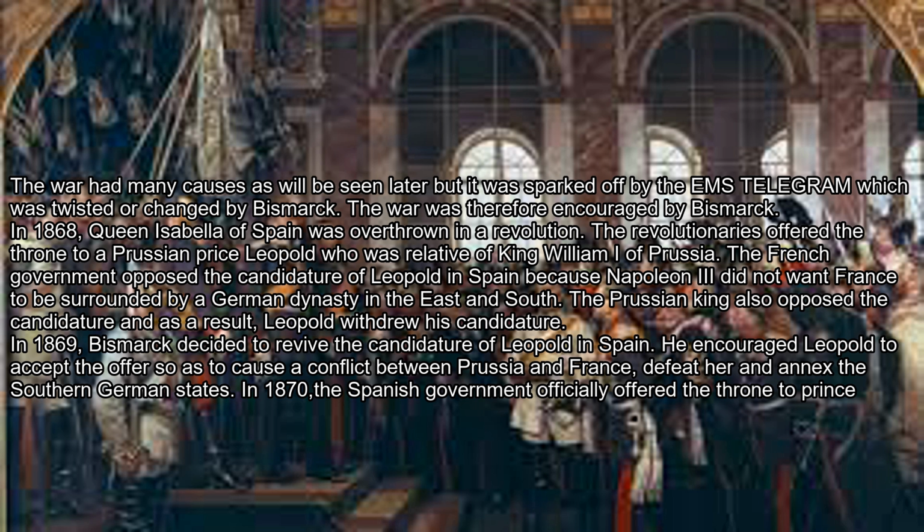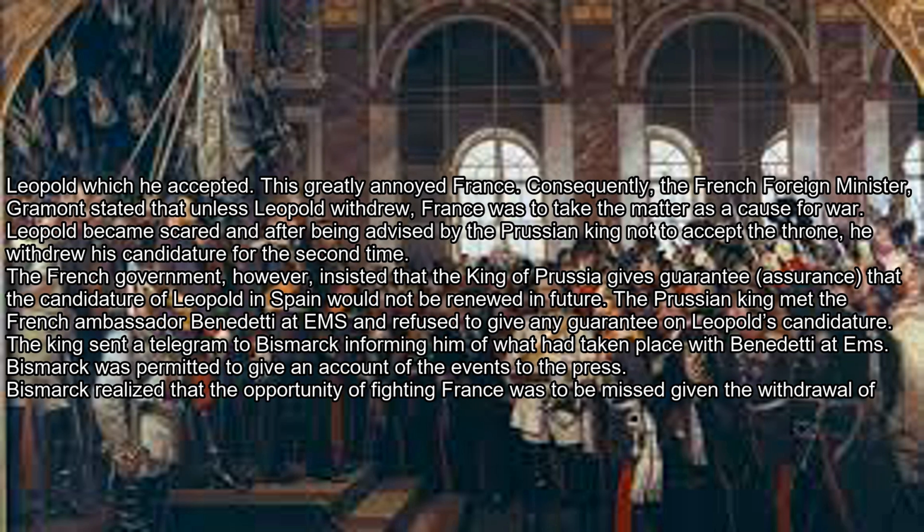In 1869, Bismarck decided to revive the candidature of Leopold in Spain. He encouraged Leopold to accept the offer so as to cause a conflict between Prussia and France, defeat her and annex the southern German states. In 1870, the Spanish government officially offered the throne to Prince Leopold, which he accepted. This greatly annoyed France. Consequently, the French foreign minister, Gramont, stated that unless Leopold withdrew, France was to take the matter as a cause for war.